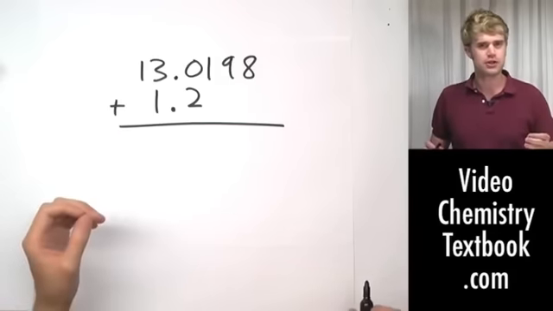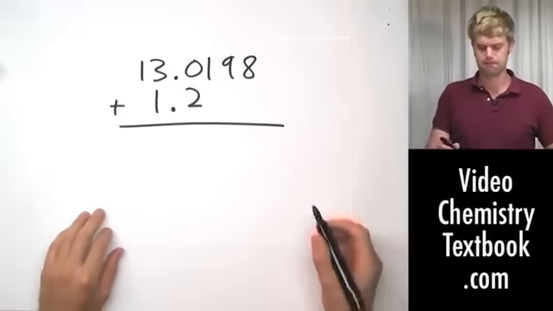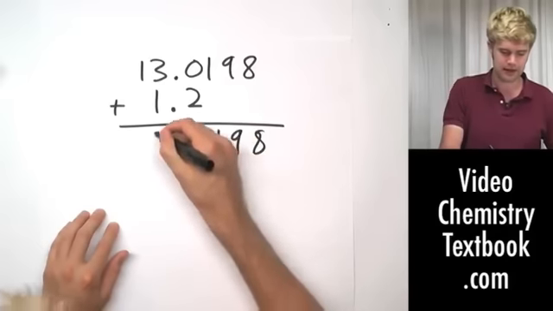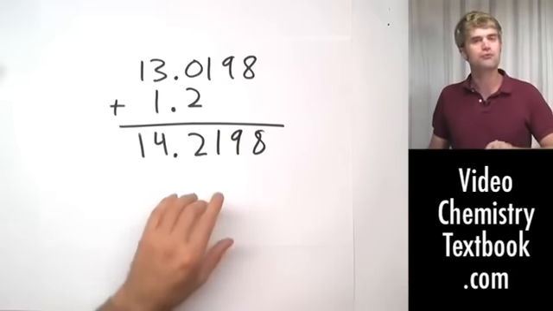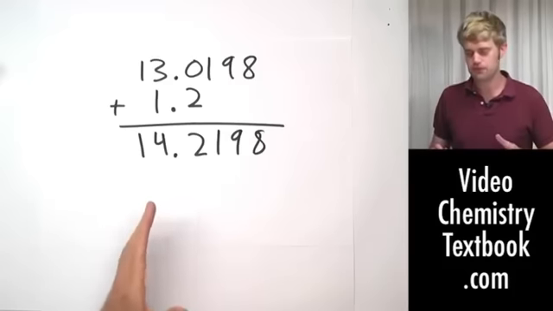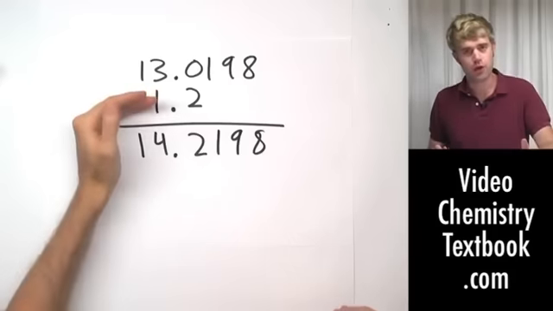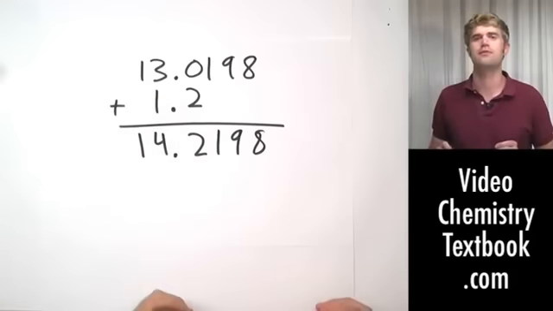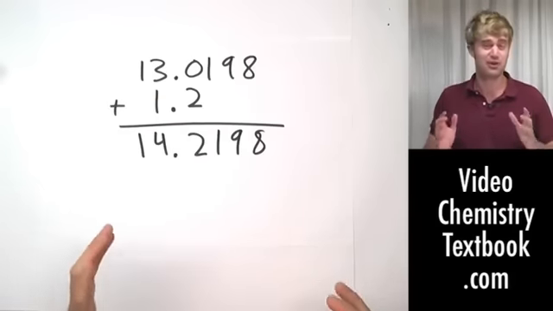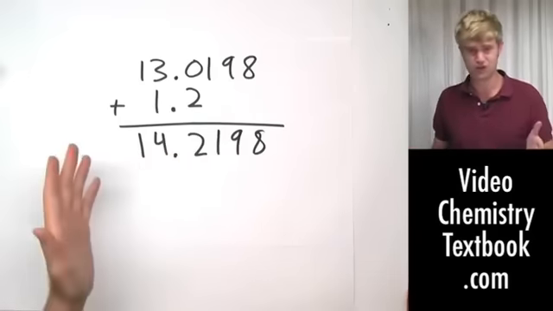Just like multiplication and division, the first thing that I want to do is the math, and then I'll round second. So I add these guys up, and here's the answer that I get. Now for rounding, my final answer can't have any more decimal places than does the number I started with that has the fewest number of decimal places. Oof, that's not easy to say. It's probably not easy to understand. It's a lot easier to demonstrate what I mean than to try to explain it.